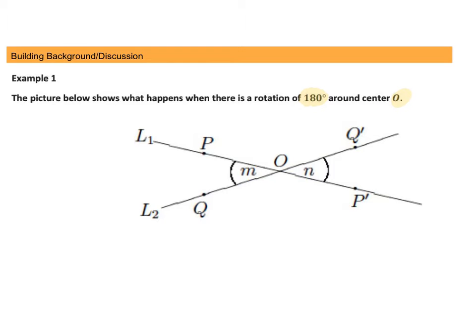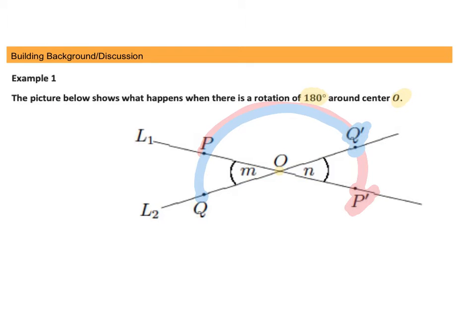The center is O, and we're rotating these points around that center. So here are the points we're rotating. We're rotating point P around that center O, and we are rotating point Q around that center O. When P is rotated, it goes halfway around, and here's P prime. This is it after it's been rotated. And when Q is rotated, it goes halfway around, and here's Q prime.